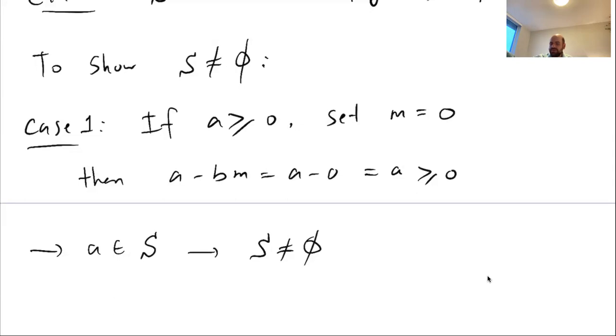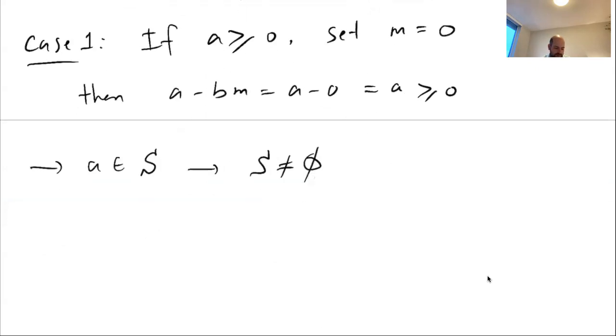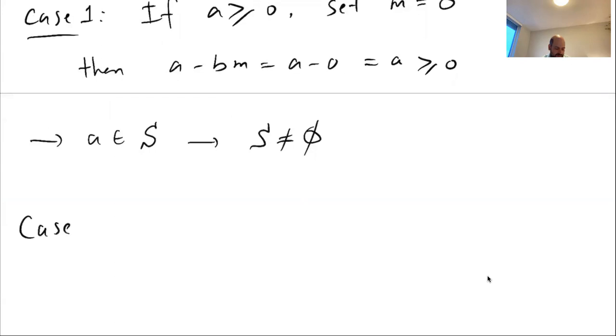Right now, I'm just considering that possibility. What about other possibilities? We'll do it in the next case. In case 1, I'm assuming a is bigger than or equal to 0. So a minus 0 becomes a, which is bigger than or equal to 0. Therefore, this number a belongs to S, and therefore S is non-empty because it has an element. Now, what about case 2? What is the other possibility about a? If a is less than 0, then how can I show that S is non-empty in this case?